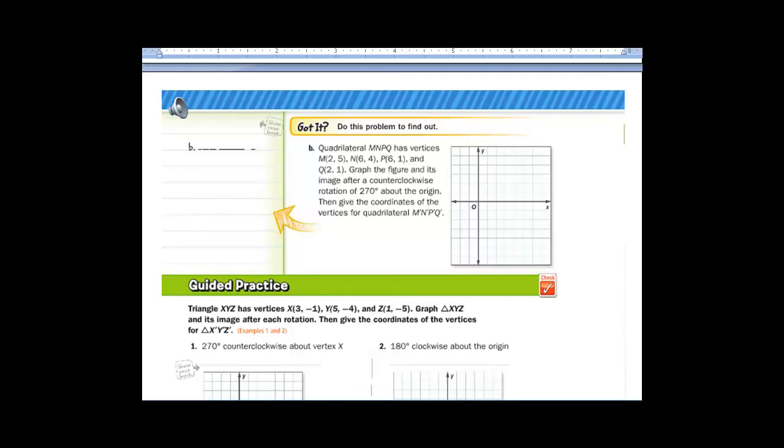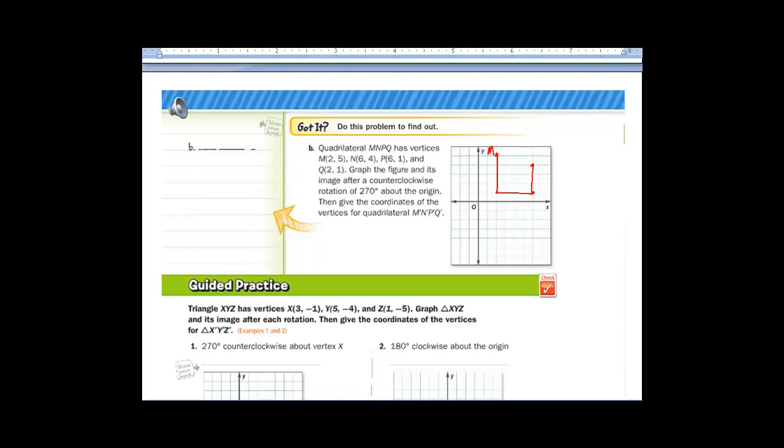Okay, back with me. 2, 5. This is M. N is 6, 4. P is 6, 1. And Q is 2, 1. Of course, they're not going to give you a nice, even anything to do, right?